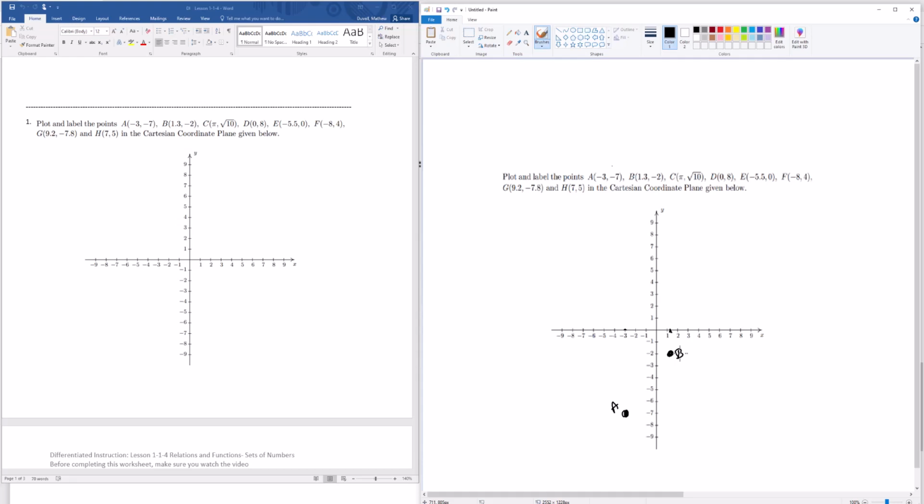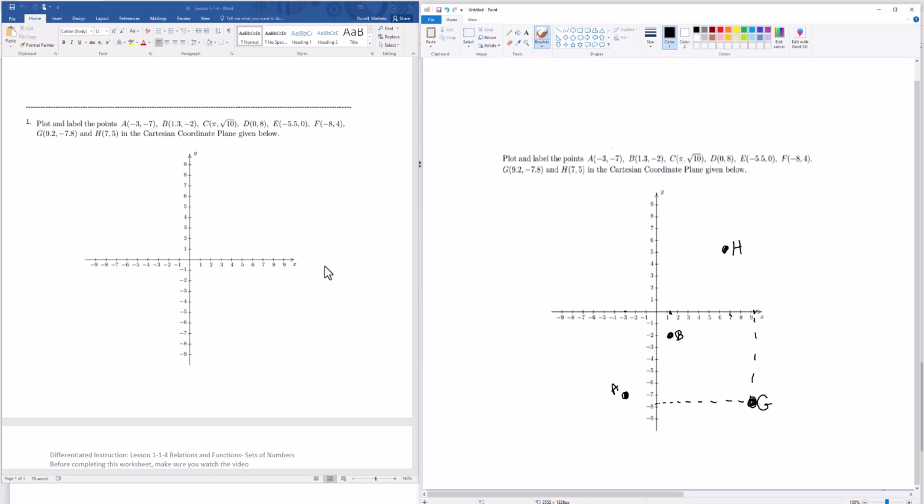G, (9.2, -7.8), so 9.2 and then -7.8, so that's almost 8. So right there, that would be G. And then H, where it's going to be (7, 5). So 7, 5, that's going to be H.